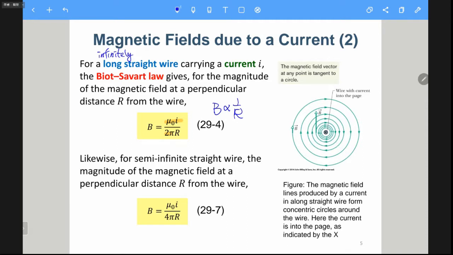But actually, the R means from this current, we draw a radial line, and then for this one, the R will be like this, and for this one, the R will be like this. Okay.